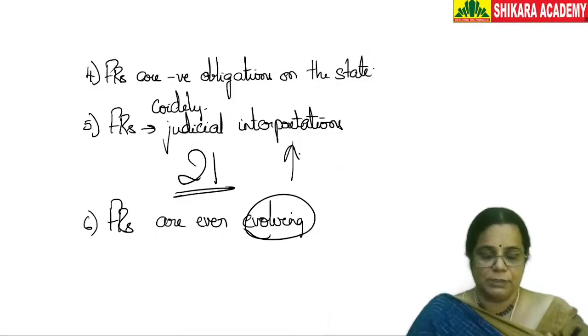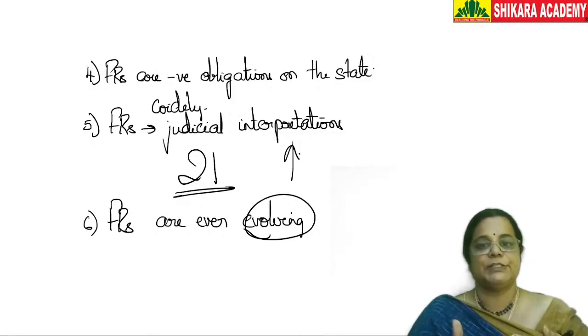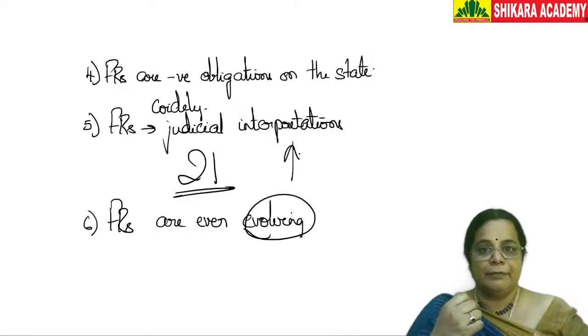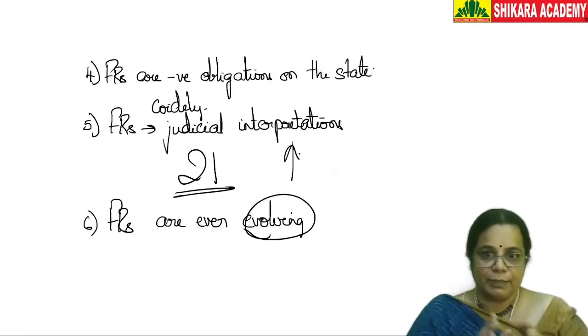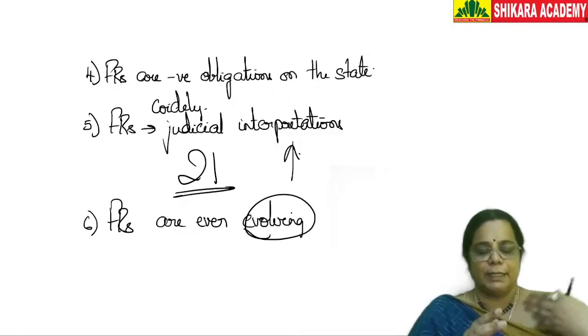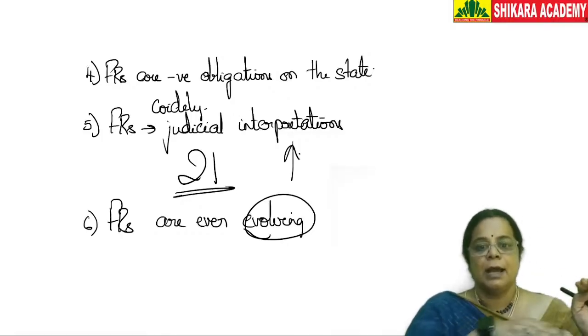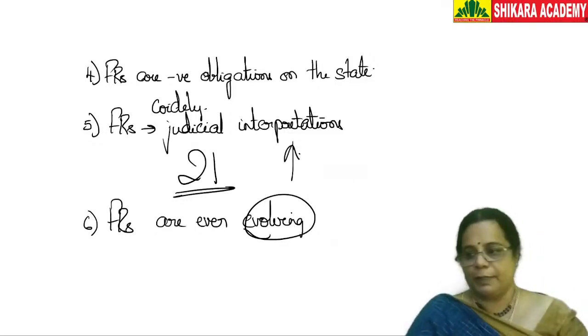There are so many doctrines. We have doctrine of waiver, doctrine of essentiality. Then we have doctrine of severability, doctrine of reasonable classification. All these ensure that the fundamental rights evolve. They are evolving. They are still evolving. There is nothing like, it is over for fundamental rights.